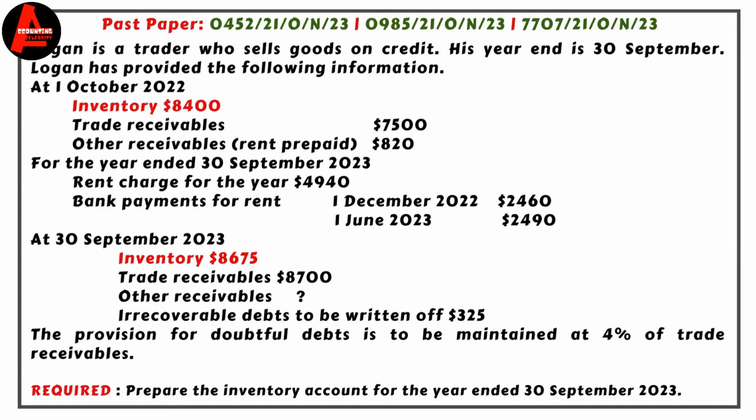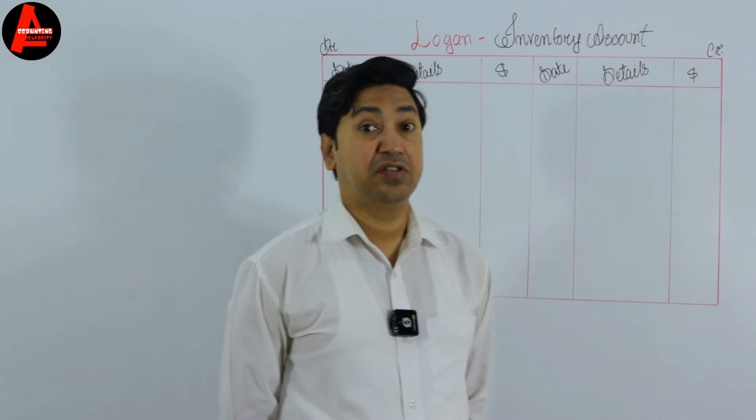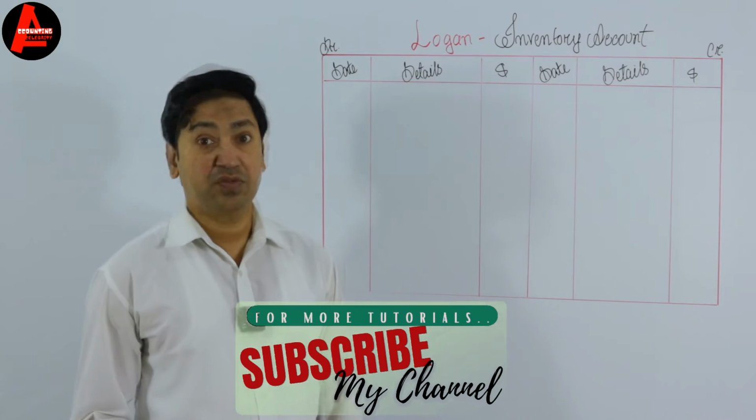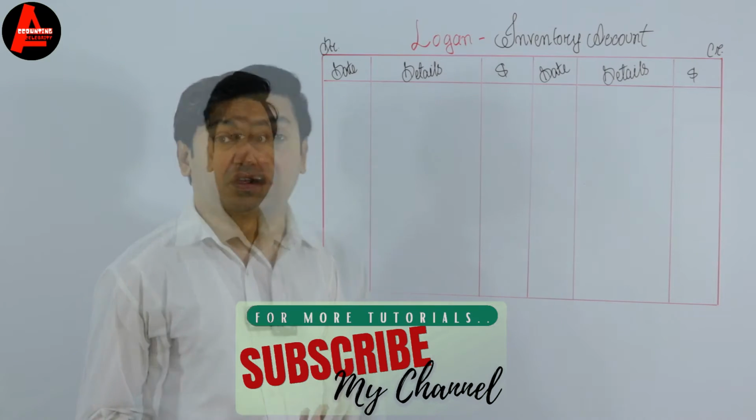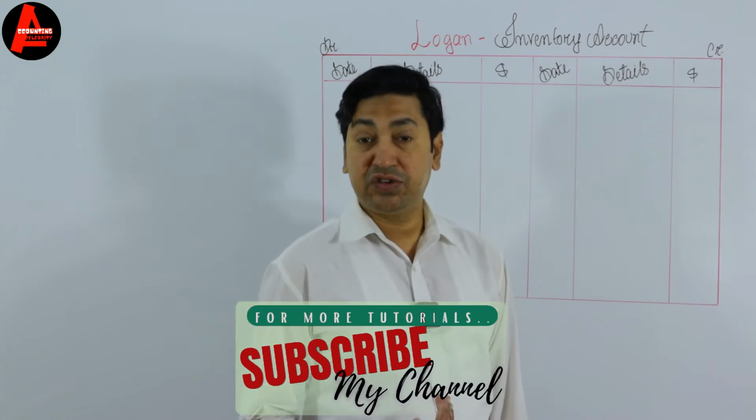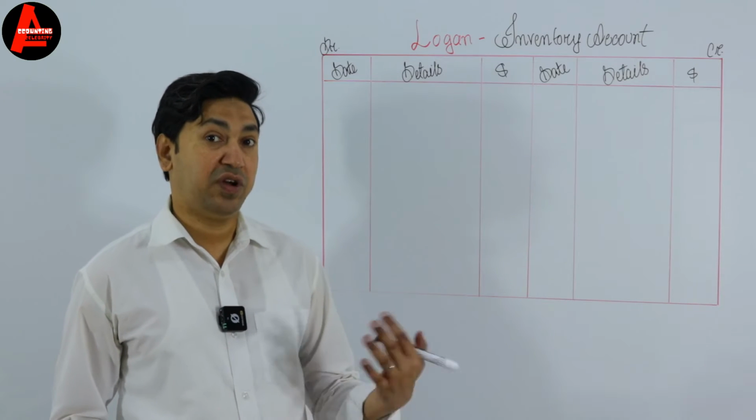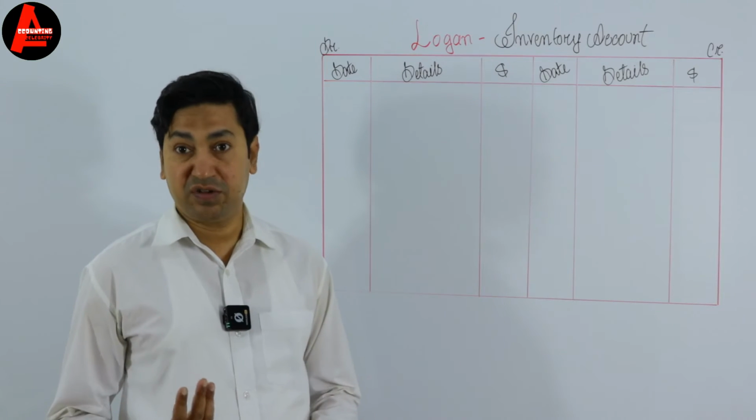Then we have inventory again. It is 8,675. So here in the question we have two values for inventory. Only these two values we'll take in this inventory account. The first one is given for 1st October 2022 and the other is for 30 September 2023. So one is opening inventory, one is closing inventory.